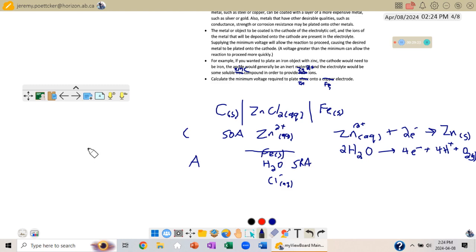And so in this case here, if I look at the zinc reaction, it is negative 0.76. And if I look at the H2O reaction, that is positive 1.23. And if I take negative 0.76 minus 1.23, I end up with my minimum voltage. So my E cell is going to be negative 1.99 volts. And that means that my minimum voltage I need to plate zinc onto an iron electrode is going to be 1.99 volts. All right, let's continue.